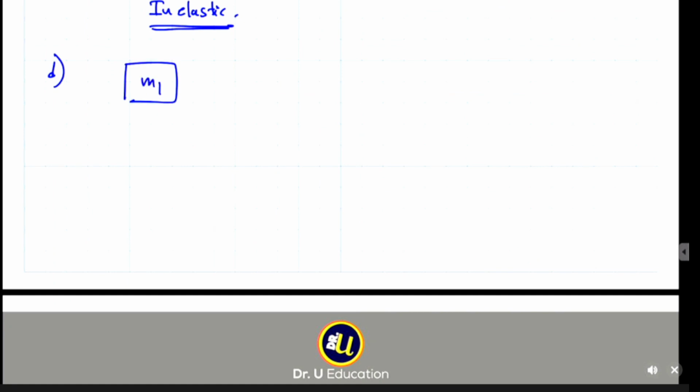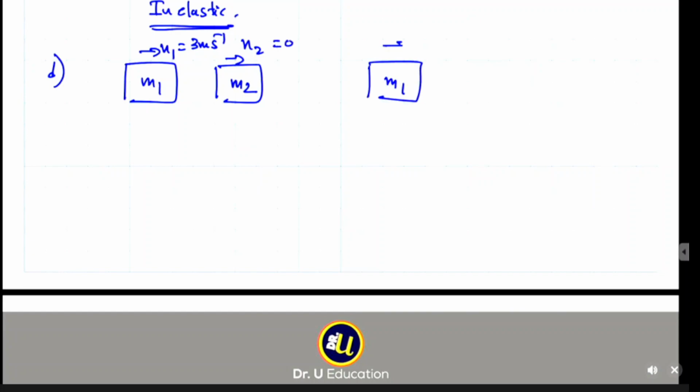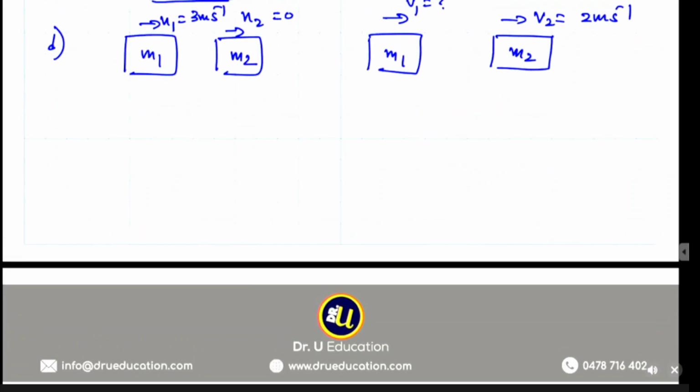So you have m1 here, you have m2 here, so you have u1 which is 3 m/s minus 1, so you have u2 here which is 0. Then what will happen? m1, we don't know this one, right? So this velocity we don't know, but m2, that v2 would be 2 m/s minus 1. So you need to find v1. So again, linear momentum conservation. I'm not going to write it, but you have to write linear momentum conservation.